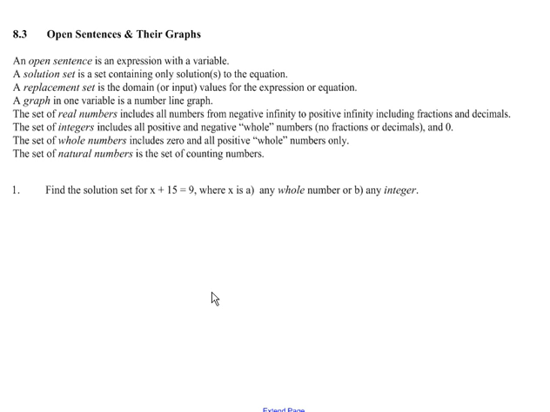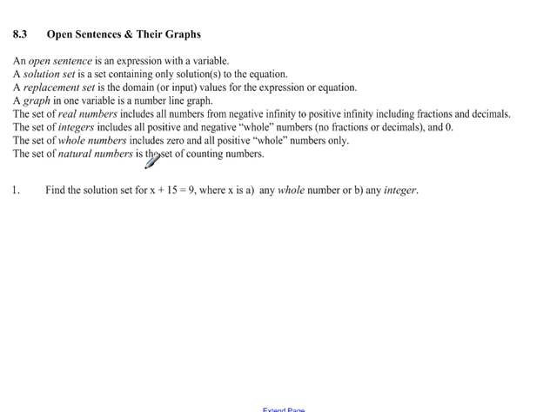Okay, this is about section 8.3, open sentences and their graphs. So what we want to do is first understand what an open sentence is. It's an expression that has a variable in it. The solution set is the set that contains things that make that expression true. A replacement set, we'll do those in the next example video, but replacement sets are going to be restricted input values for the expression.